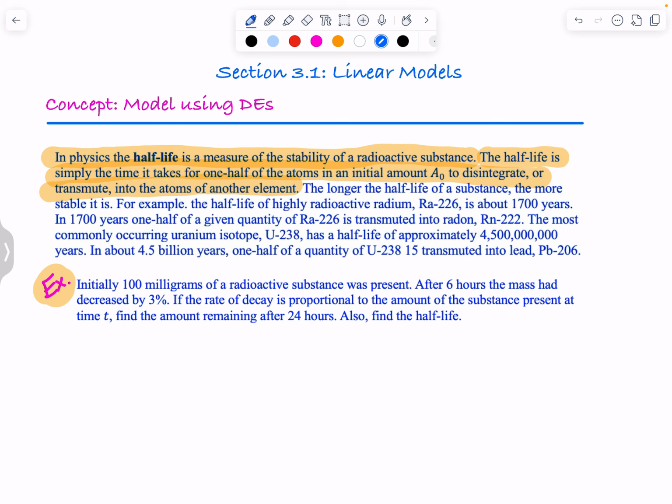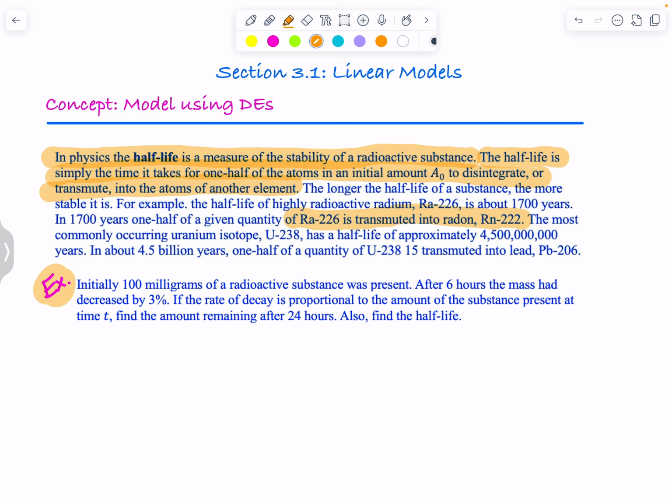Radium will disintegrate halfway. I don't know if it'll go into something else or not. I am not a chemist, but in about 1700 years, you'll have half of that element left. Okay, so radium is actually transmuted into radon. Above my pay grade, I like math, but we have this mathematical model that can be used.